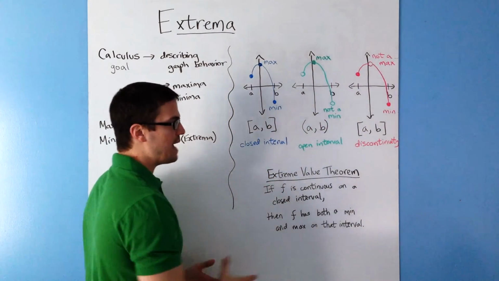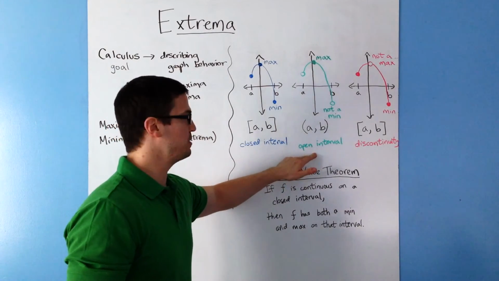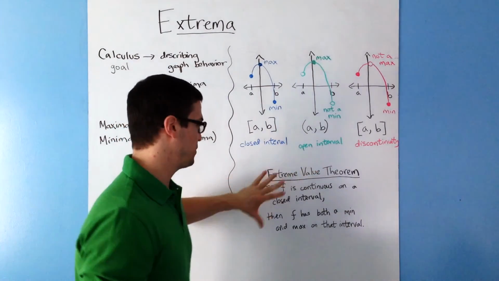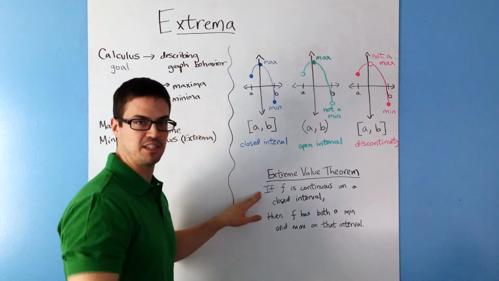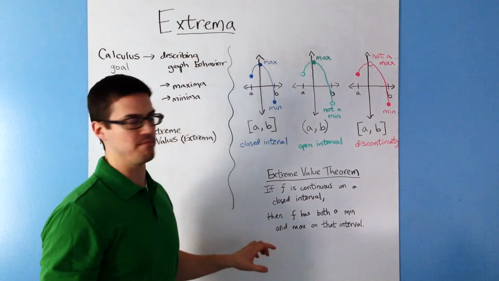Now it is possible to have an open interval and be non-continuous and still have a min and a max. What this theorem is basically saying is that if it's continuous and it's closed interval, it has to have both. It has to have a min and a max.